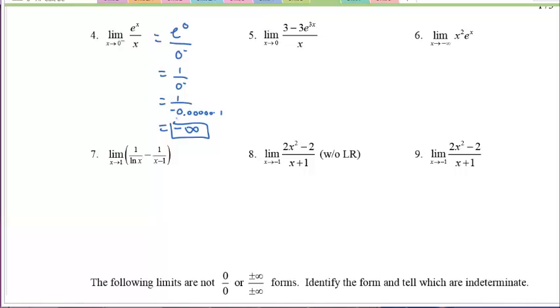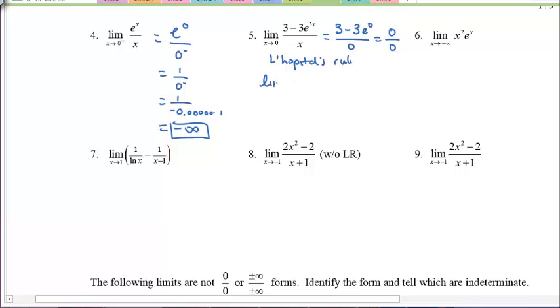Number 5. Once again, plug in the x value of 0. 3 minus 3 e to the 0 over 0. That's 3 minus 3, which is 0 over 0. Here we have the indeterminate form, 0 over 0. So now let's use L'Hopital's rule.